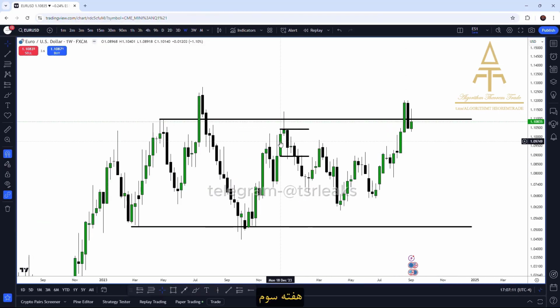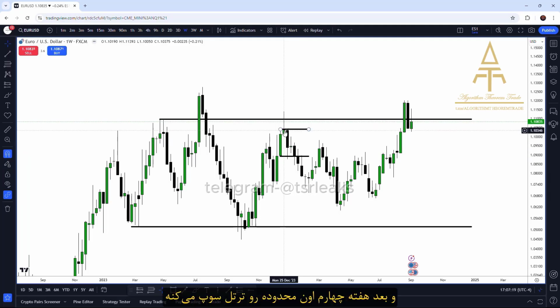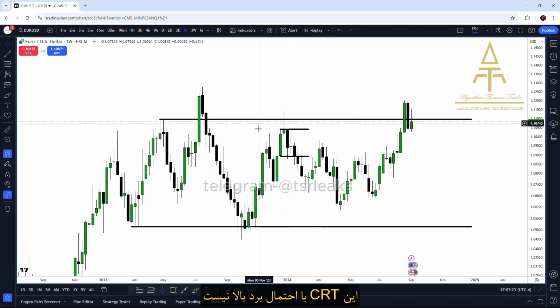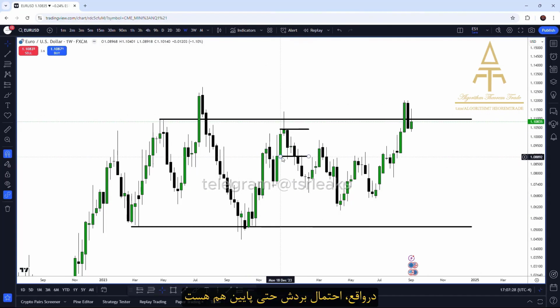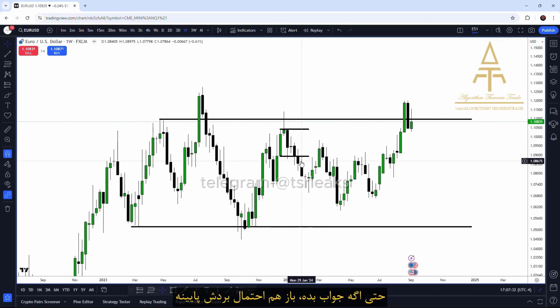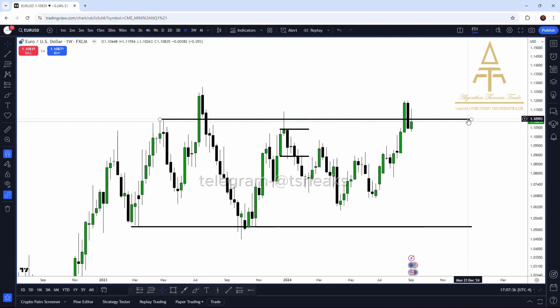Week number 3. When week number 3 forms a range, and then week number 4 soups that range, this is not a high probability CRT. Rather, this is low probability. Even though it worked, it is still low probability. Okay?